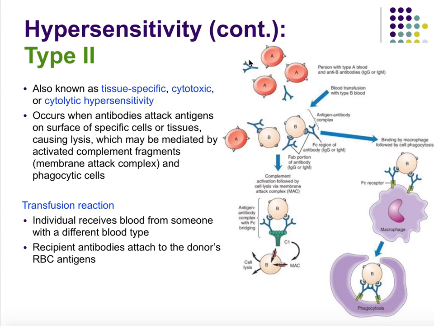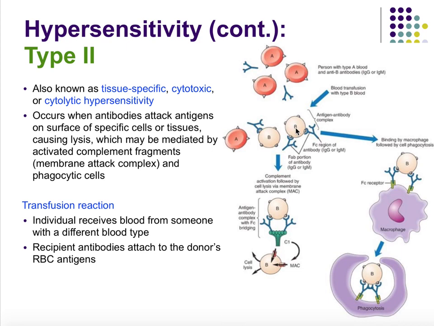So here we have a person who has type A blood. So on the surface of their red blood cells, we have A antigens. If you are type A blood, you have anti-B antibodies in the plasma of your blood. Now, this type A blood individual receives a blood transfusion from someone who has type B blood. So when type B blood comes in, the type B blood has B antigens on its cell surface. So what's going to happen is your anti-B antibodies will bind to the B antigens on the red blood cell. And this immune complex will cause a reaction.